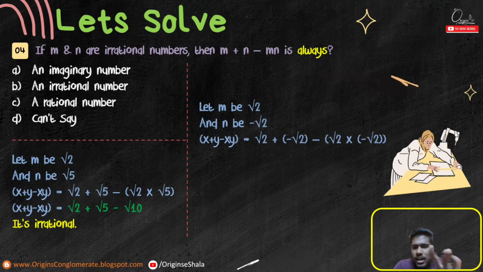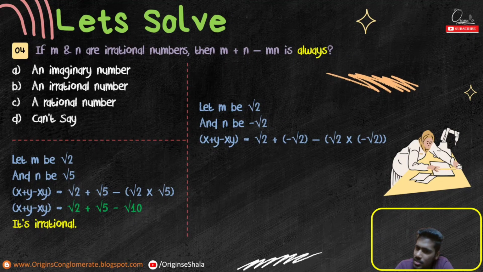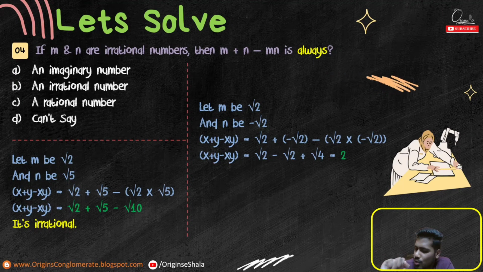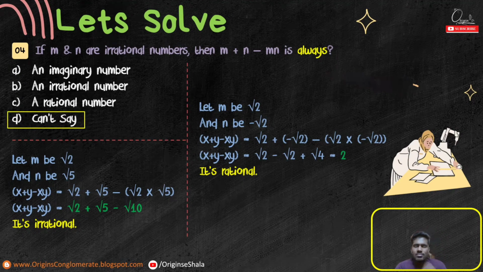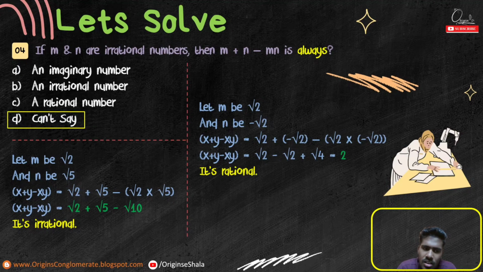Okay. And again I will do the same operation, but this time around I will get this value. Root 2 and minus root 2 will cancel each other out, and the multiplication will return minus 2 as our final value, which can be solved for 2. So this time we got a rational number, right? So based on what the values of m and n can be, the final solution will always be different. So obviously we cannot say for surety what it's going to be. That's why this is going to be option D.